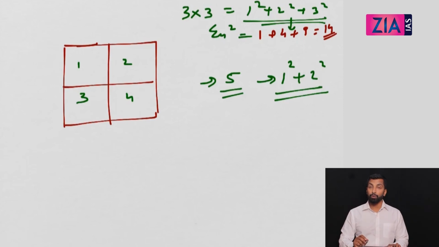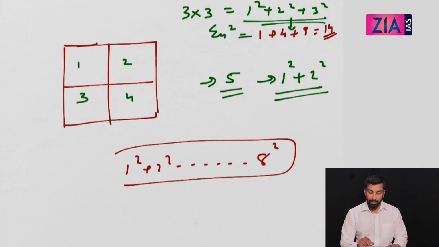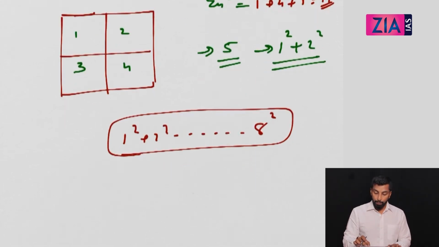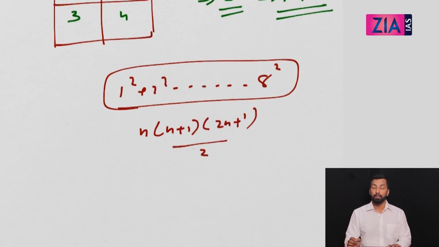But if I ask you the number of squares in a chessboard, you know a chessboard is 8 into 8 squares, so your answer is 1 square plus 2 square plus etc. up to 8 square. It's not worth finding manually during an exam. So you can apply the formula n into n plus 1 into 2n plus 1 divided by 6.